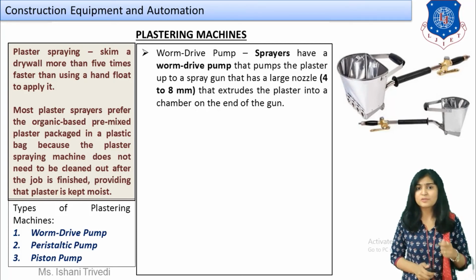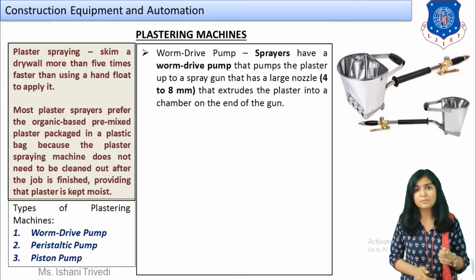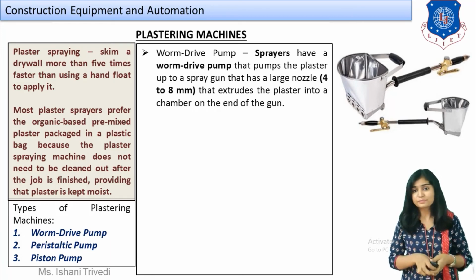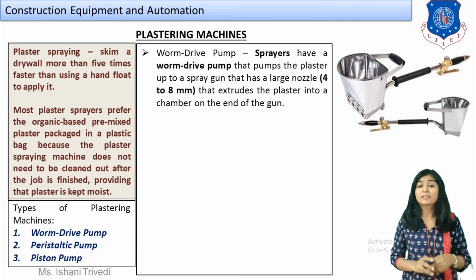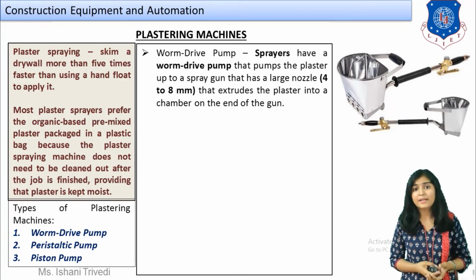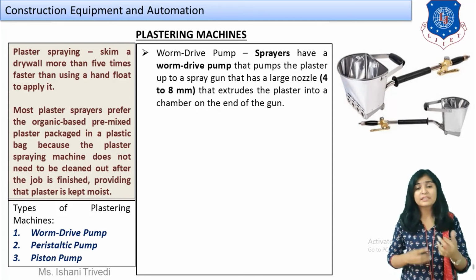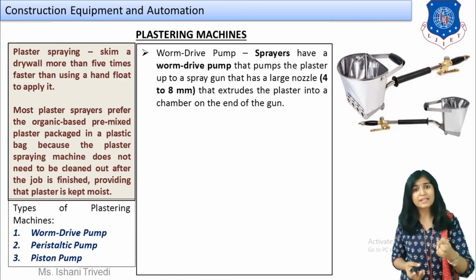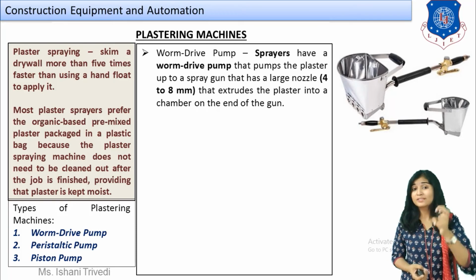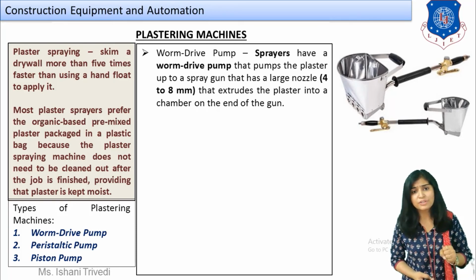Most plaster sprayers prefer the organic based pre-mixed material which comes in a plastic bag. It means that plaster of Paris cannot be sprayed with the help of the plaster spraying machines, because once the plaster is sprayed from the machine, it has the tendency to auto clean it. It does not stick inside. That is why you can use the type of material which does not stick inside. Plaster of Paris is going to stick.